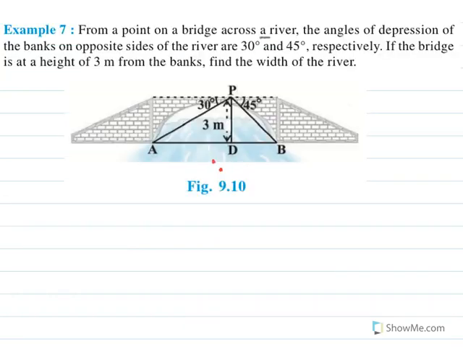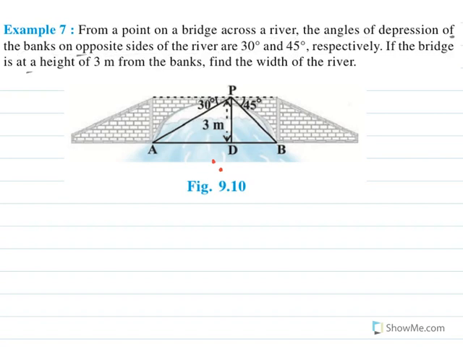From a point on the bridge across a river, the angle of depressions of the banks of the opposite sides of the river are 30 and 45. If the bridge is at a height of 3 meters from the bank, find the width of the river.